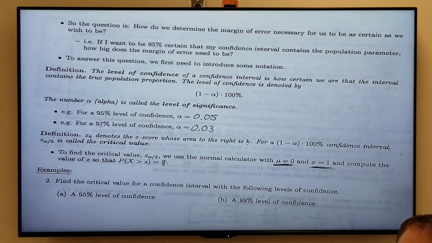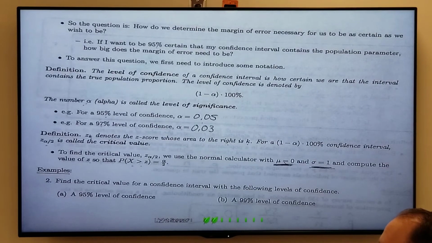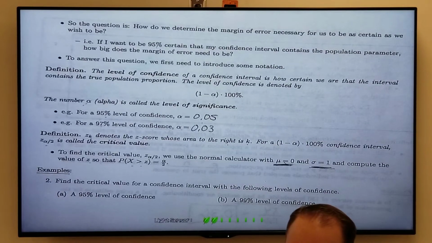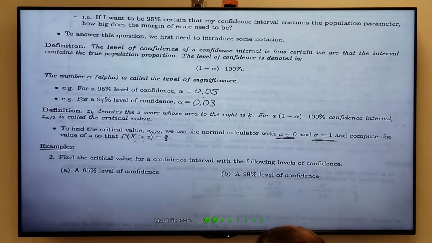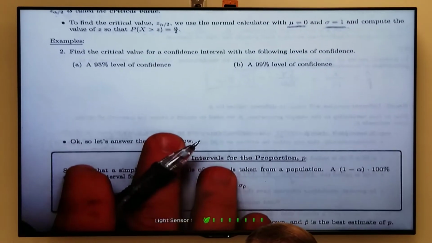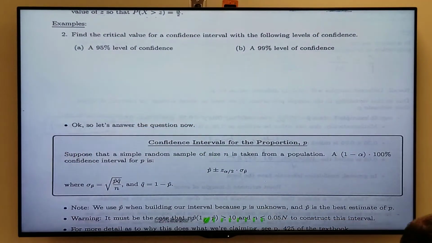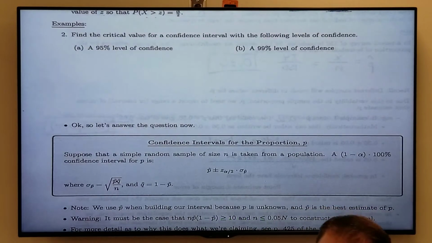All right, let me give you a couple examples of this. I know that your head's probably swimming a little bit. You're like, I have no idea what he's talking about. If we look at a couple examples, I think it'll be a little more clear. Okay, so example 2 here says, find the critical value for a confidence interval with the following levels of confidence.